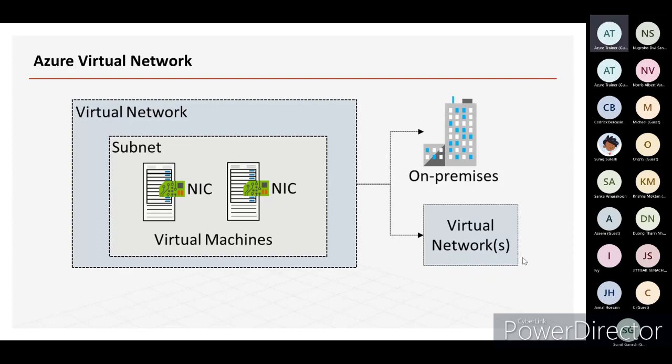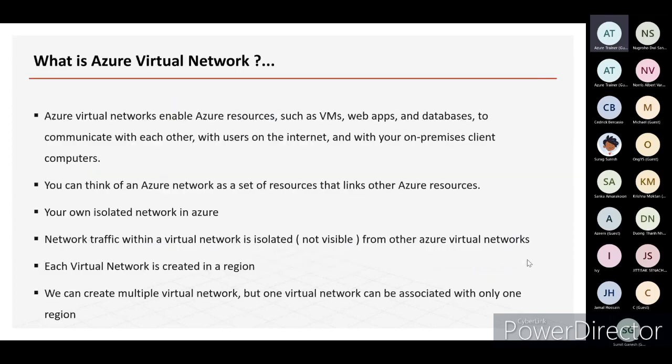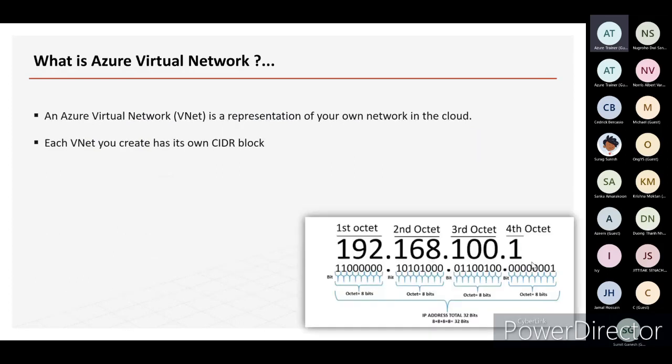Then we had a discussion on how a virtual network is created. During that, we understood the need for Azure virtual networking, and we have seen how it can communicate. We also saw that it is configured in the format of a CIDR block. A CIDR block is nothing but a decimal format that we generally assign.